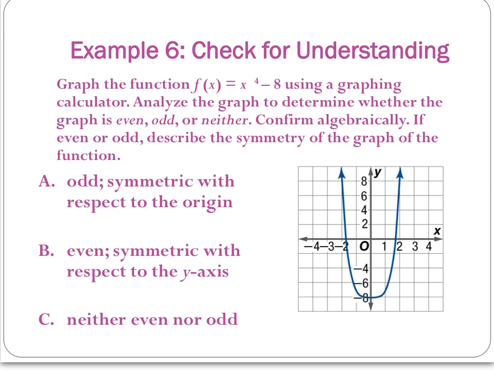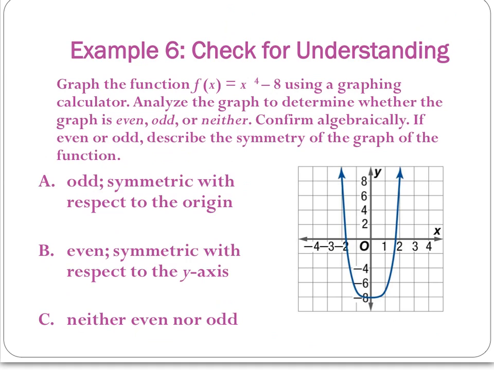Okay, for example 6, check for understanding. We're going to graph the function f of x equals x to the 4th minus 8 using a graphing calculator. Analyze the graph to determine whether the graph is even, odd, or neither. Confirm algebraically. If even or odd, describe the symmetry of the graph of the function.